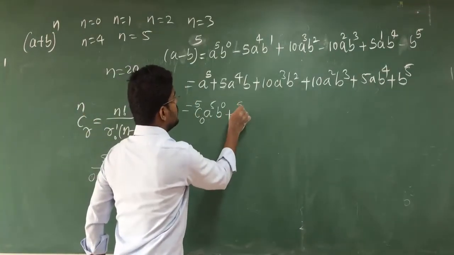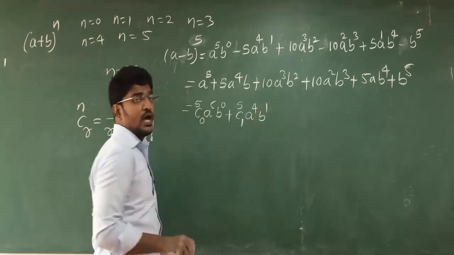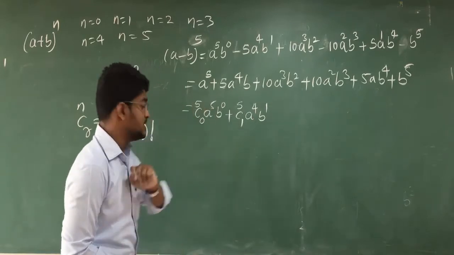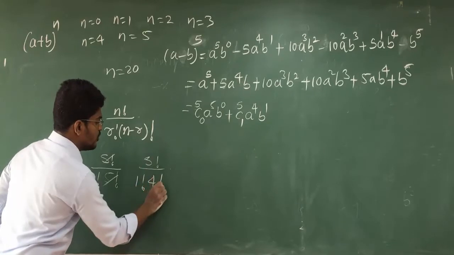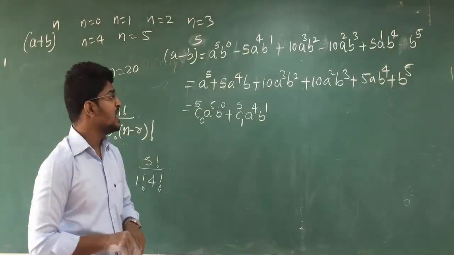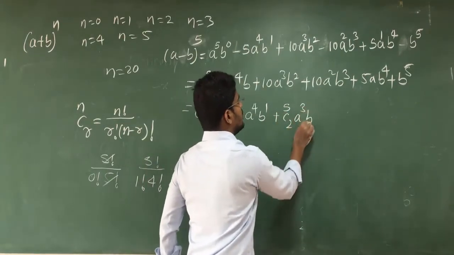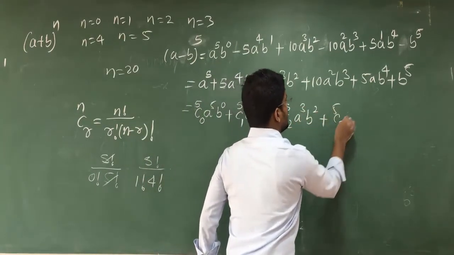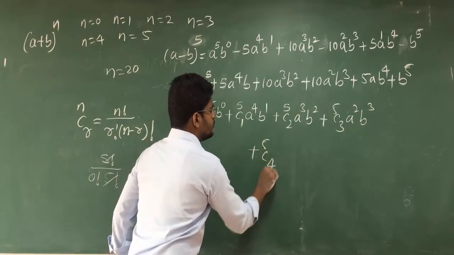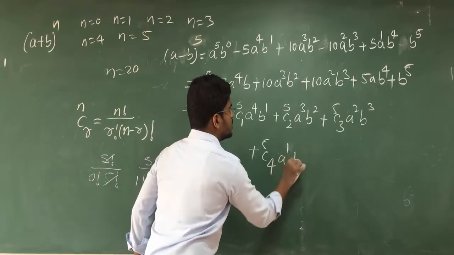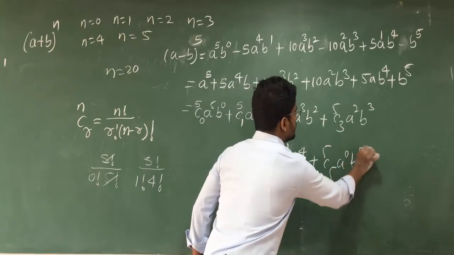Plus 5C1 a to the power of 4 b to the power of 1. If you calculate 5C1, you are going to get 5. See here, 5 factorial over 1 factorial times (5 minus 1) factorial, which is 4 factorial. Cancel the terms, you will get 5. Clear? So like that, 5C2 a to the power of 3 b square, 5C3 a to the power of 2 b to the power of 3 plus 5C4 a to the power of 1 b to the power of 4 plus 5C5 a to the power of 0 b to the power of 5.